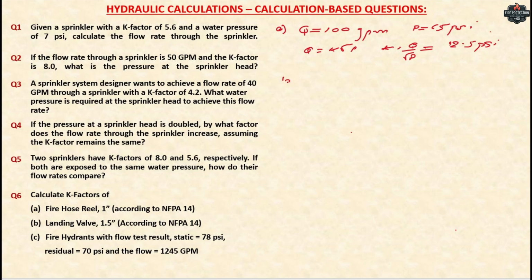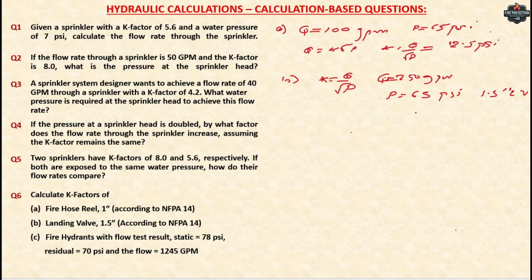Now the next is your landing valve. Using the same process, K is equal to Q by root of P. According to NFPA 14, the minimum flow at a landing valve, 1.5 inch or 2.5 inch, is 250 GPM, at a minimum pressure of 65 psi. The 65 is the minimum pressure for a 1.5 inch landing valve.